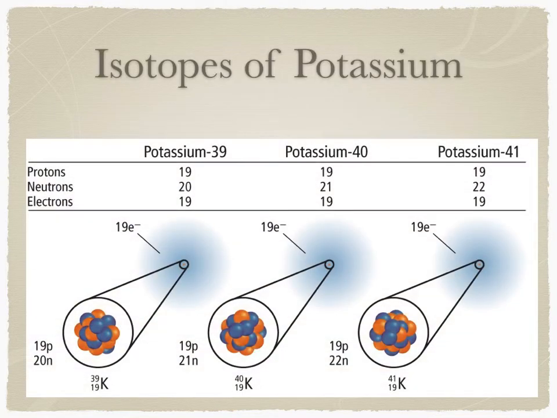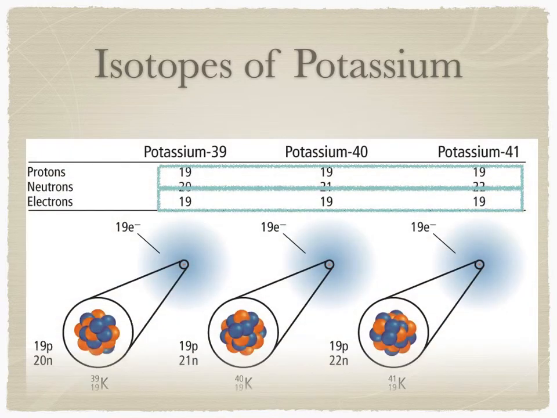Okay, so isotopes of potassium. All right, we have potassium 39, potassium 40, and potassium 41. If you look here, the number of protons remains the same in potassium 39, potassium 40, and potassium 41. There are 19 protons in all three of these. If you look at the number of electrons, it is also the same in all three isotopes. We remember that the number of protons has to be equal to the number of electrons. So 19 protons, 19 electrons in all three isotopes.